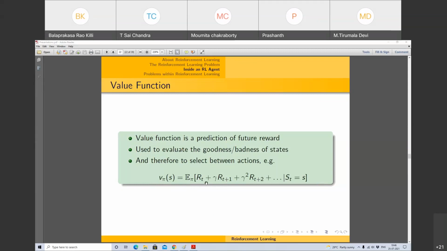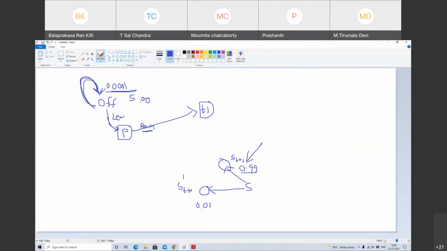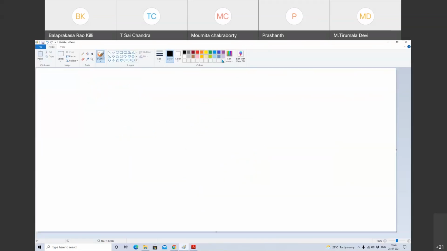So if you see these rewards, this is the value of some state S. That means you are here and you are calculating the value of S. How are you calculating it? Suppose you have taken some action A and got some reward R_t. From here you take some action, you get a reward of R_{t+1}, and so on like this.